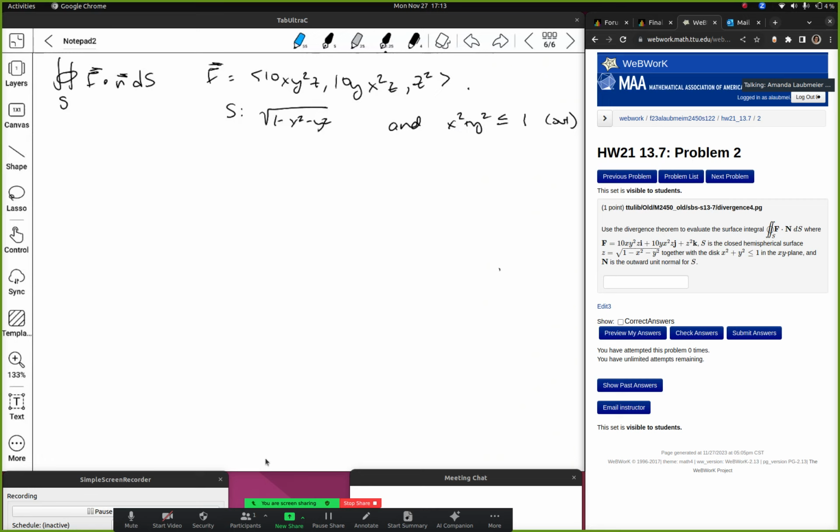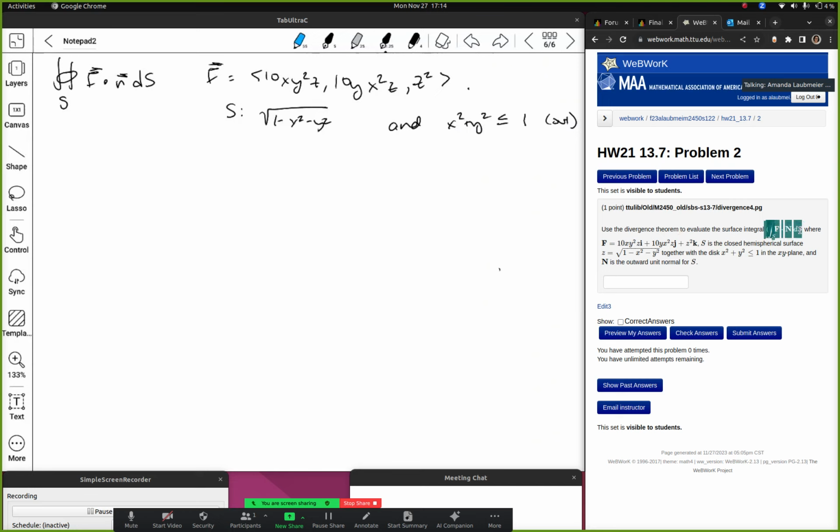So I'm restarting, but luckily we only had one request for today, to do problem 2 in section 13.7, which is a divergence theorem problem, and I had already written it out right here. Before I jump into it, I do want to talk through how we know this is a divergence theorem problem. I know you're told in WebWork to use the divergence theorem, but if you weren't told that, how would we know that's an appropriate method to use here?